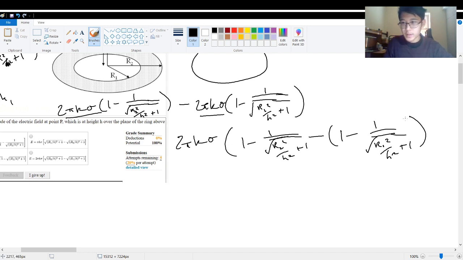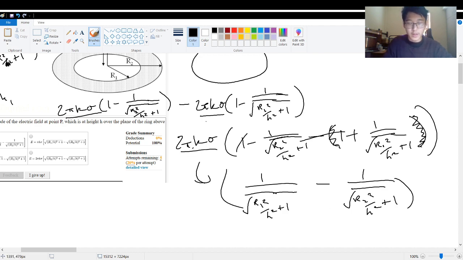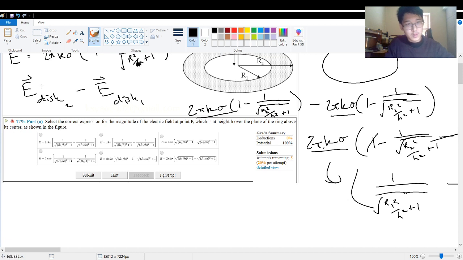Now I'm going to distribute the negative sign. This is what I get if I distribute the negative sign within the parentheses. You can see that the 1's cancel out, and we're left with the positive 1 over the square root of r1 squared over h squared plus 1, minus 1 over the square root of r2 squared over h squared plus 1. And this is still multiplied by 2 pi k rho. That gives us this as your final answer.